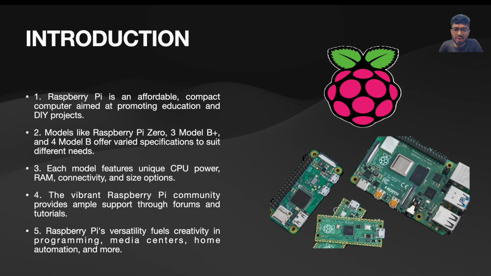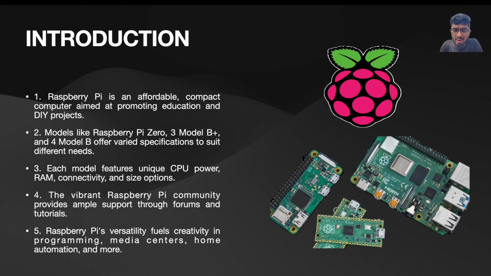So the first thing is the Raspberry Pi is a small credit card sized microprocessor, or a mini processor, which is aimed to promote education and do it yourself projects. Not only do it yourself projects, we can have many different things which can be done, like integrating IoT devices, and using IoT devices we can have great efficiency in our work.